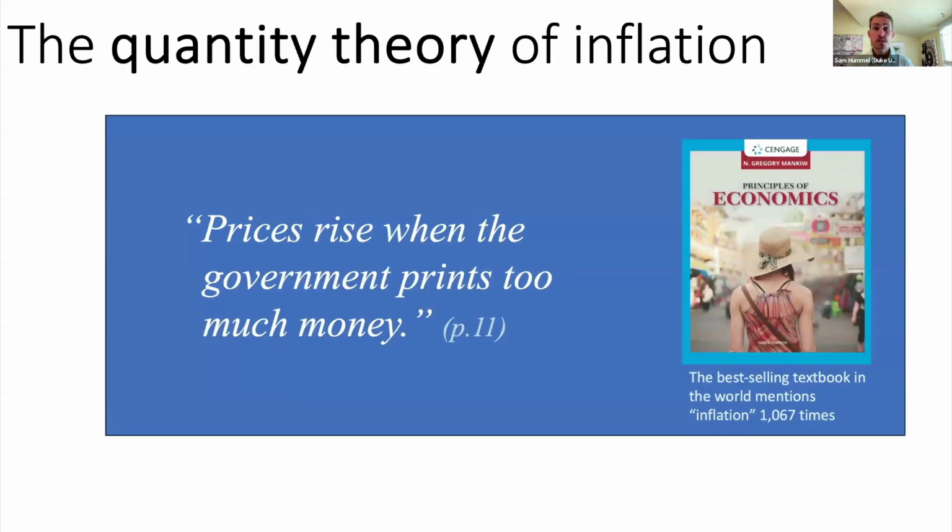So as I said, the most common theory is the quantity theory of inflation. And it says, and this is a direct quote from the best-selling economics textbook in the world, principle number 9 out of 10 principles for understanding economics and the macroeconomy: prices rise when the government prints too much money. It's on page 11. This is what we're told about what causes inflation.